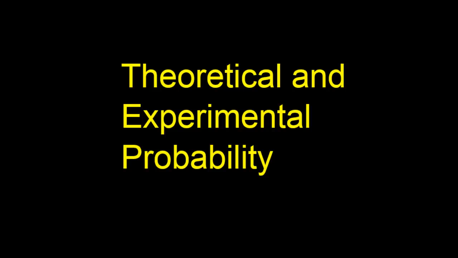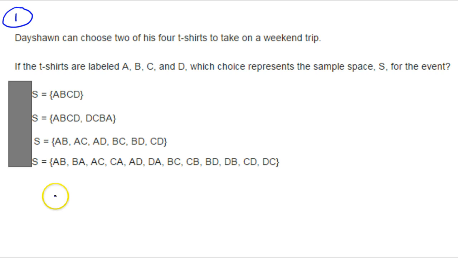This lesson is about theoretical and experimental probability. Deshaun can choose 2 of his 4 t-shirts to take on a weekend trip. Alright, 2 of his 4 t-shirts. If the t-shirts are labeled A, B, C, and D, which choice represents the sample space S for the event? Now, the sample space is just a list of all of the possible outcomes.